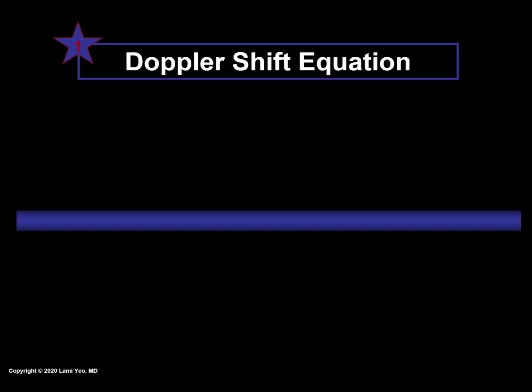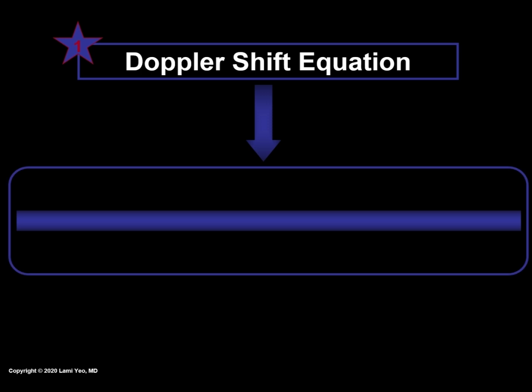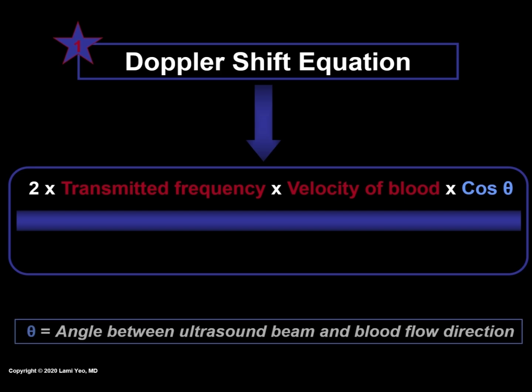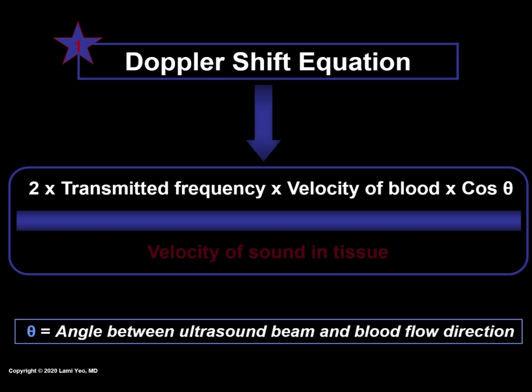Now, the Doppler shift equation consists of four components. In sonography, the transducer sends out sound waves of a particular frequency, or the transmitted frequency, and listens to the echoes. The frequency is multiplied by the velocity of blood and the cosine of theta, which is the angle of insonation. The numerator is then divided by the velocity of sound in tissue.